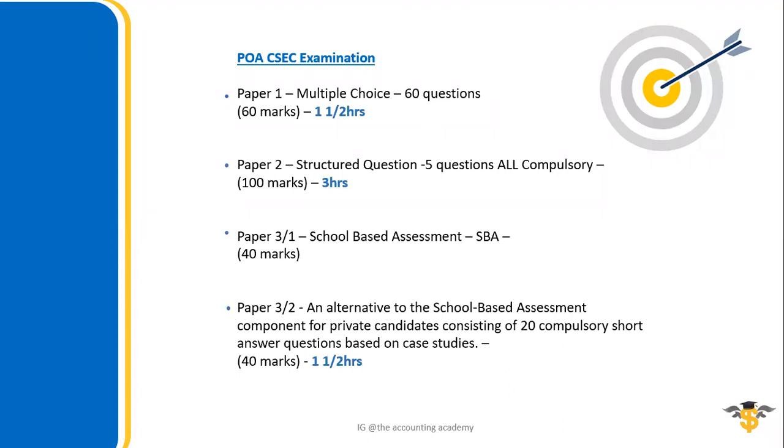Paper 3 is broken up into paper 3-1, that's a regular school-based assessment if you're doing it as a group project in your school. And then we have paper 3-2, which is an alternative to the school-based assessment. This is for private candidates, and it consists of 20 compulsory short answer questions. So they're more like case studies. And that is going to be 40 marks, or 1.5 exam.